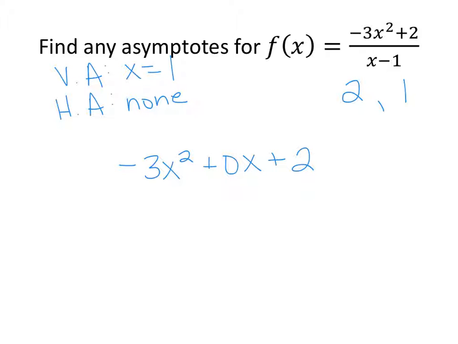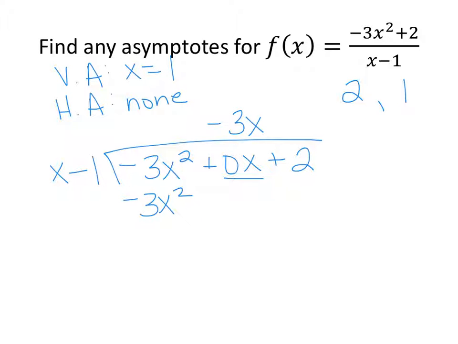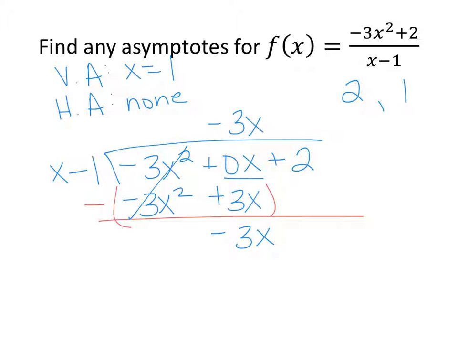Remember, when you do polynomial long division, you need to put your placeholders in. I'm dividing by x minus 1, so x goes into negative 3x squared, negative 3x times. Negative 3x times x is negative 3x squared. Negative 3x times negative 1 is positive 3x. I'm subtracting that whole piece, so my 3x squareds are gone. 0x minus a positive 3x is negative 3x. x goes into negative 3x negative 3 times.